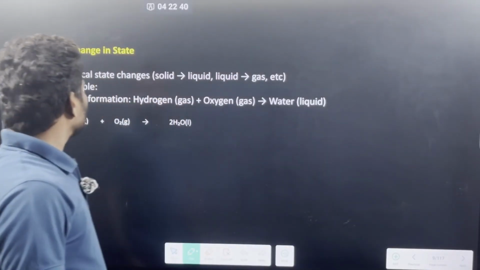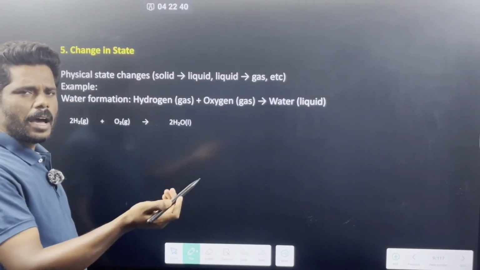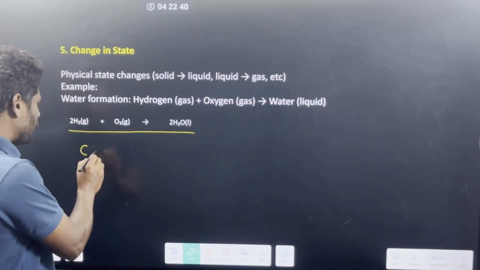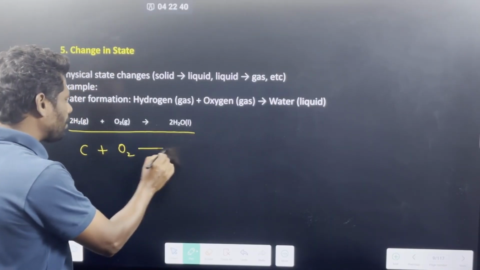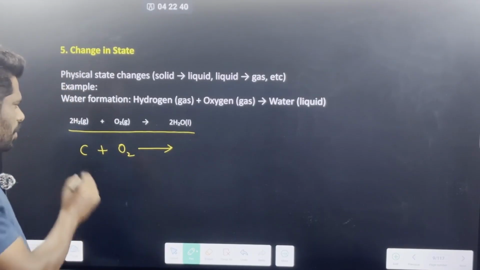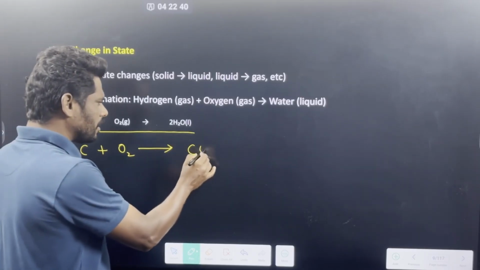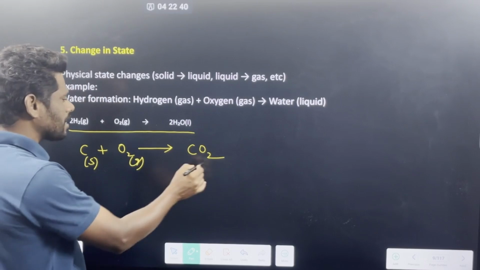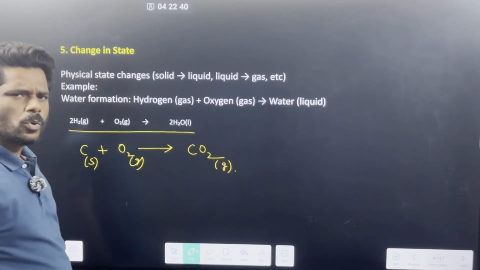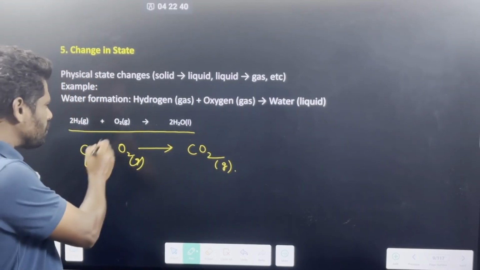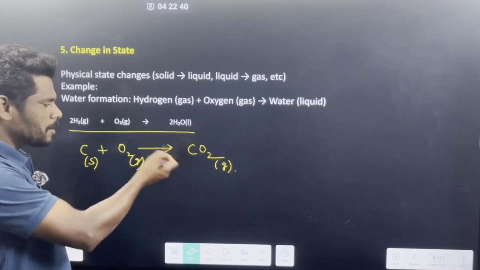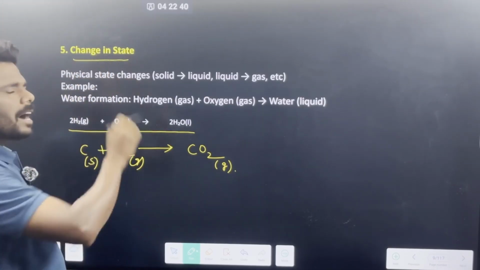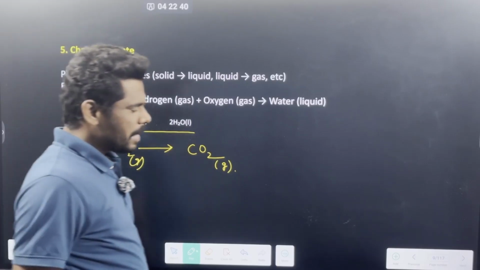Now coming to another, change in the state. Another familiar example: carbon powder, if burnt in the presence of oxygen, turns to carbon dioxide, where carbon is a solid, oxygen is a gas, and the carbon dioxide formed is also a gas. So change in the physical state happens during this particular change. So change in the physical state is also an indicator of a chemical reaction.